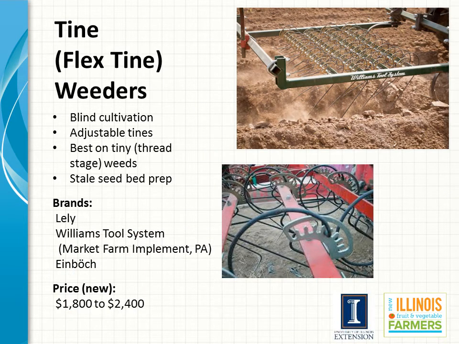Tine weeders are lightweight, adjustable, and flexible tines in multiple rows used to blindly cultivate established crops or for stale seed bed preparation. They are best used on weeds when they are very, very small, preferably in the thread stage, which is at the first sign of weed emergence.